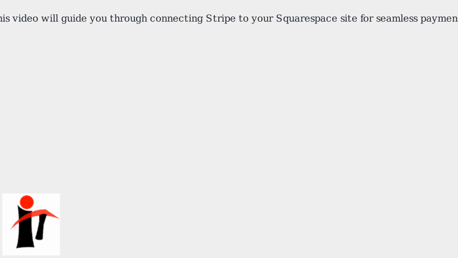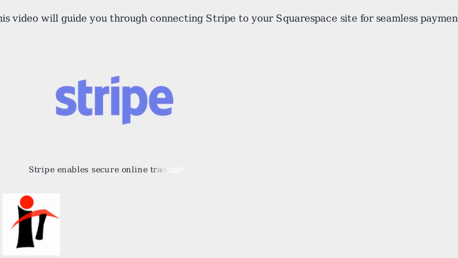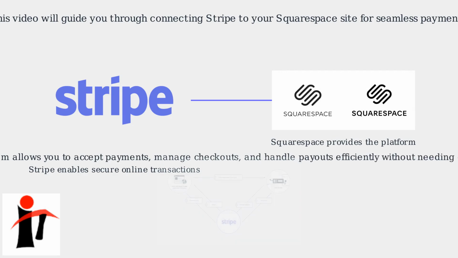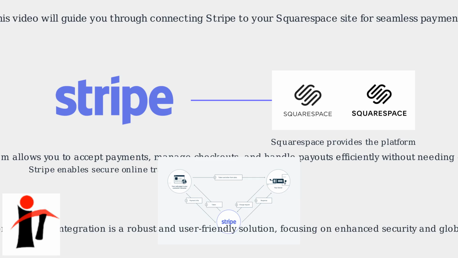Welcome. This video will guide you through connecting Stripe to your Squarespace site for seamless payment processing. Stripe enables secure online transactions, while Squarespace provides the platform. Integrating them allows you to accept payments, manage checkouts, and handle payouts efficiently without needing custom coding. As of December 2025, this integration is a robust and user-friendly solution, focusing on enhanced security and global compliance.